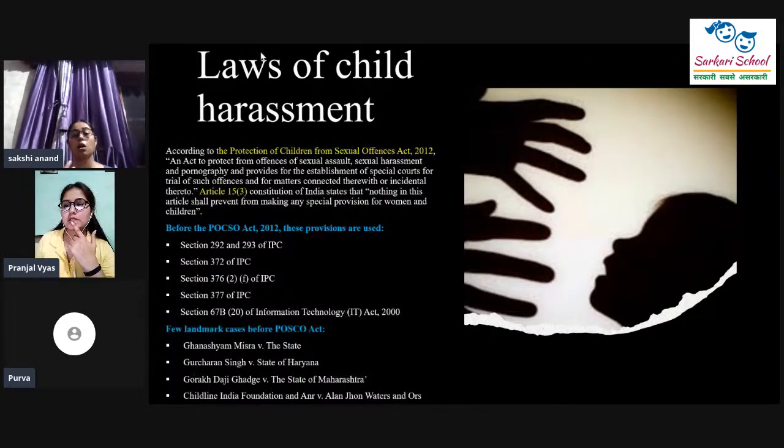incidental thereto. But Article 15, Clause 3 of the Constitution of India also supports this, and says nothing in this article shall prevent the making of any special provision for women and children. Before this POCSO Act, there were provisions which helped to safeguard the safety of children and women, which you can see on the screen, and there are landmark cases as well.